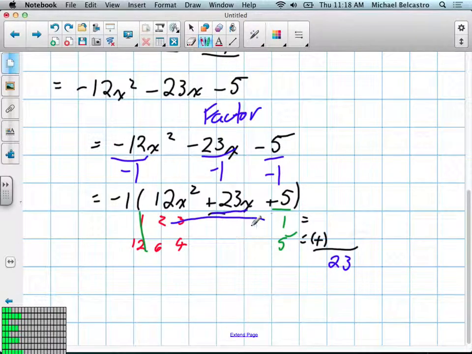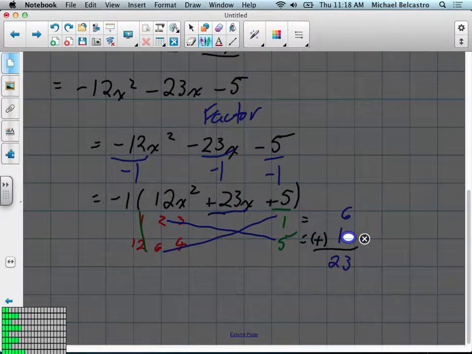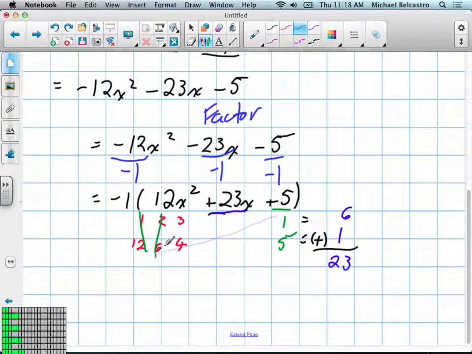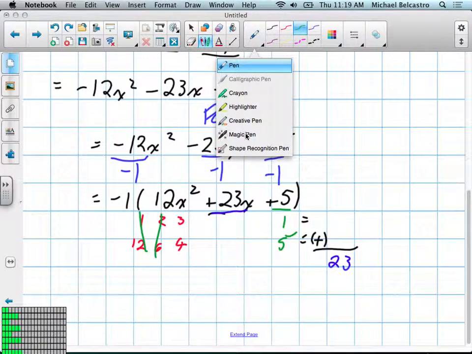We then try 2 and 1 and 6 and 5. That gives us 2 and 30. That won't work. We go across. 2 times 5, 6 and 1. That gives us 6 and 10. That won't work. So we know that this column doesn't work. We got to try this column here. Our last one, hopefully it works.